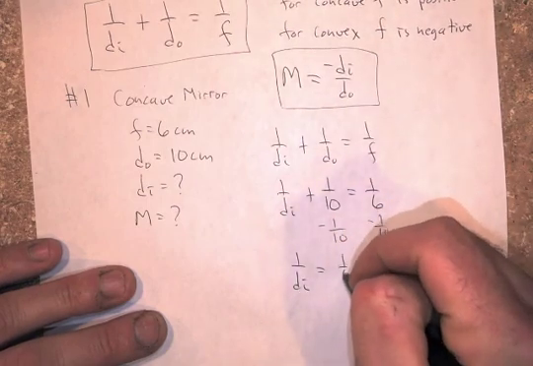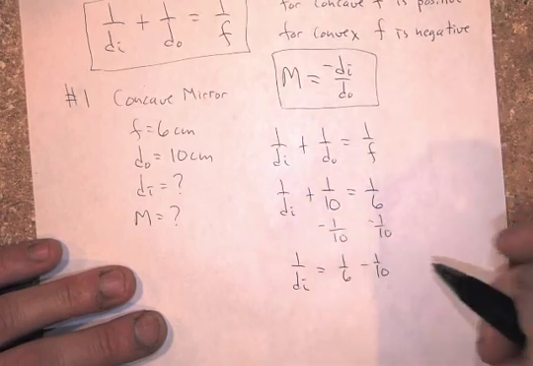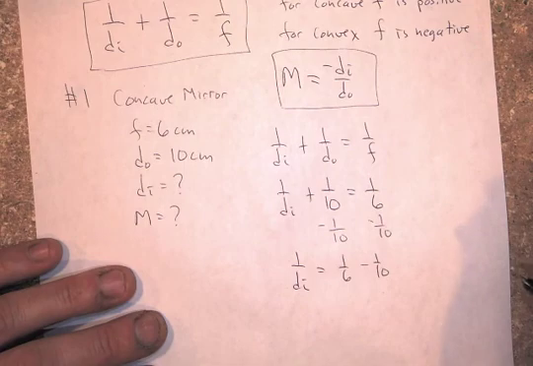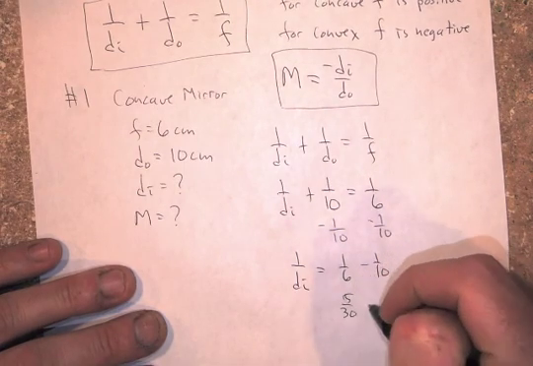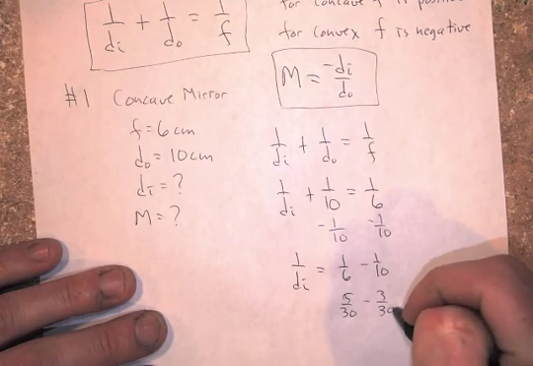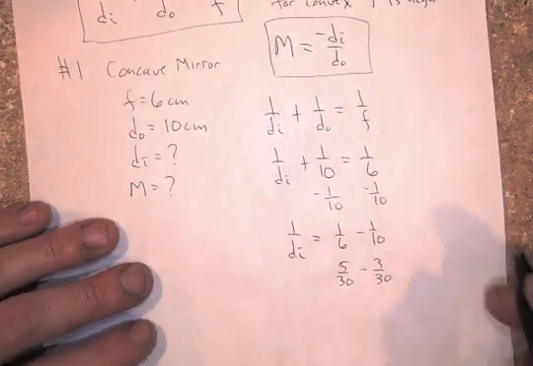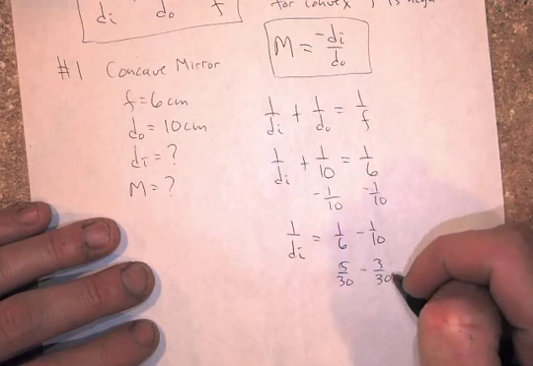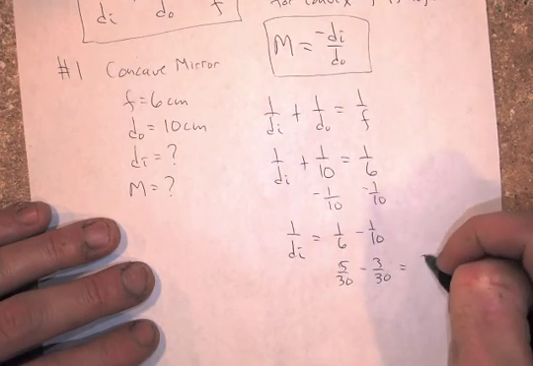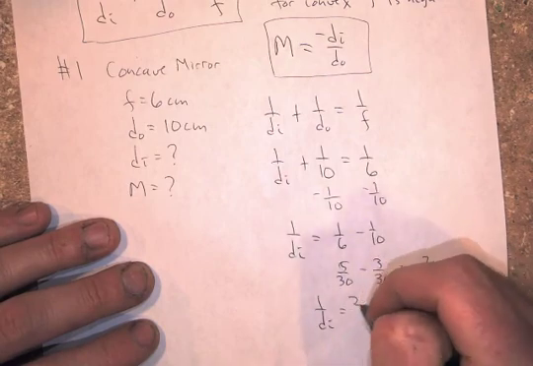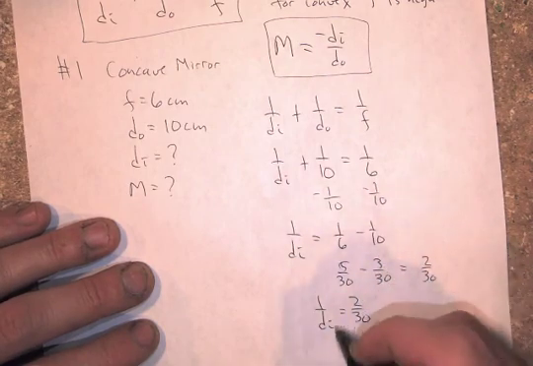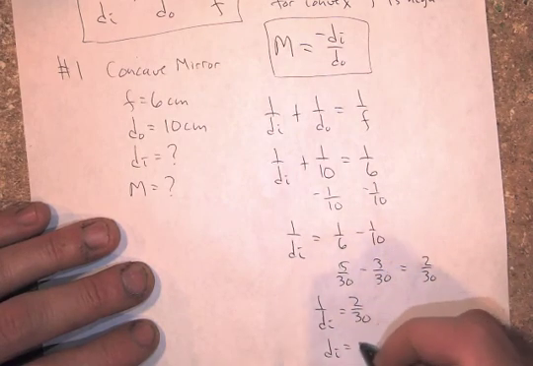Okay, so what's 1/6 minus 1/10? We need a common denominator, right? We're talking common denominator 30, 5/30 minus 3/30. Hopefully you remember how to get a common denominator. 2/30. So we got 1 over di equals 2/30. Well, if we flip that, di is going to be 30 over 2.